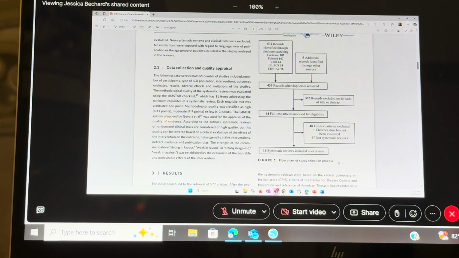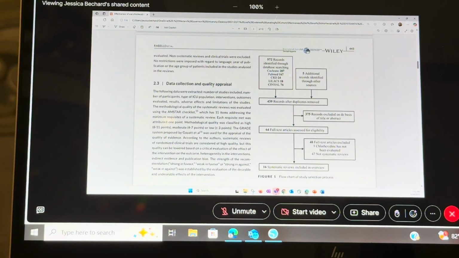So if you remember at the beginning, I said our hierarchy is kind of like a pyramid, where your level ones are at the very tip top of the pyramid, right? There aren't as many as expert opinions. This flow chart of the selection process is why, essentially.